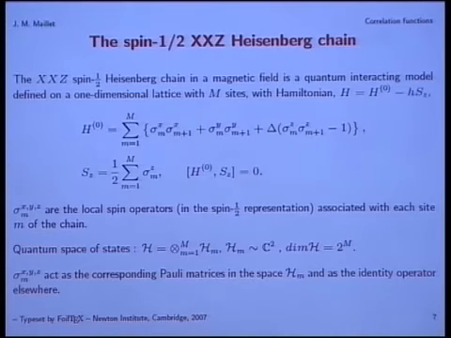Okay, so essentially you have nearest neighbor interactions. So you have sigma x, sigma y, sigma z fields here, spin 1/2. And the total dimension of the space of states is 2 to the power m, where m is the length of the chain. Okay.